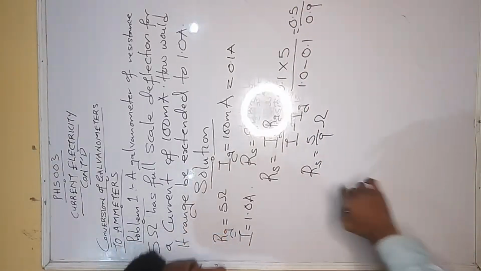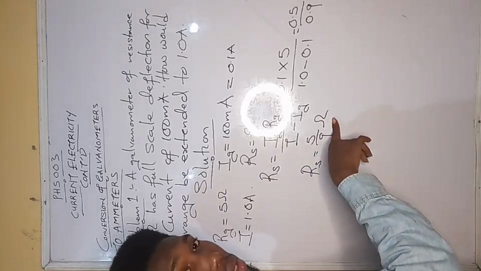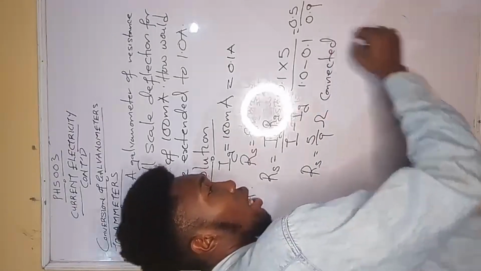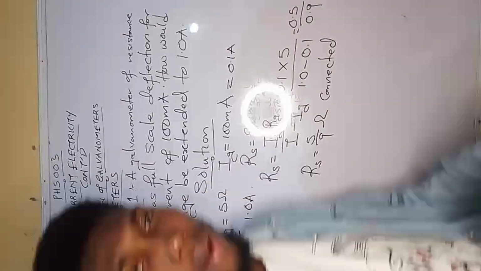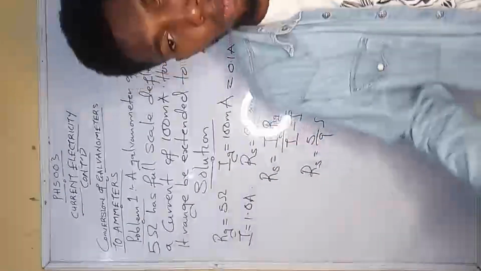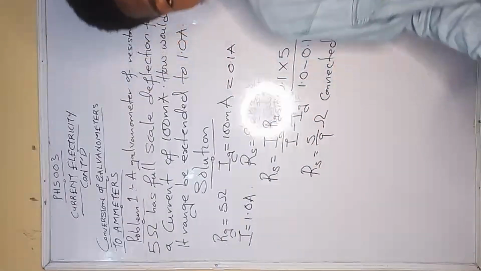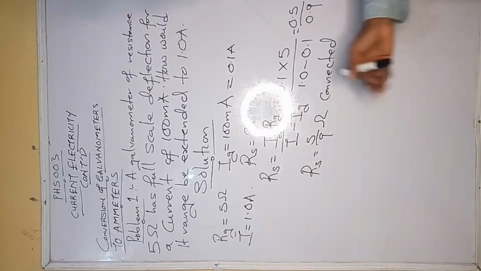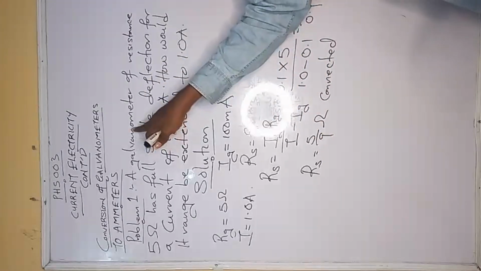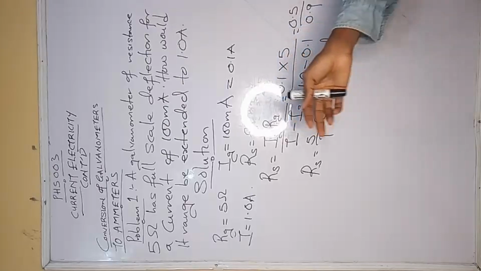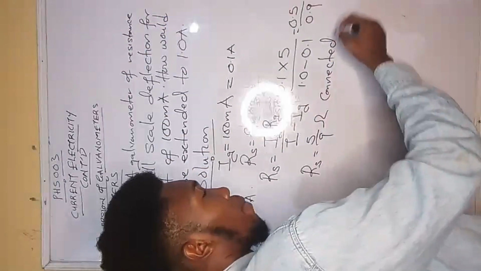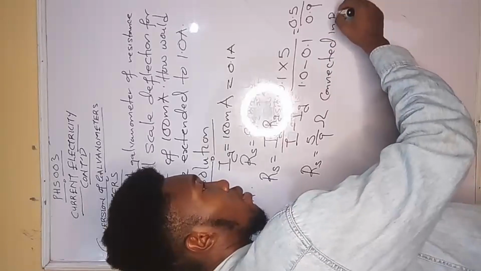So your answer will be 5 over 9 ohms connected how? Please tell me how we're going to connect it. Are we going to connect it in series or in parallel? Of course, it's going to be in parallel, because we are dealing with shunts. The question is emphasizing galvanometer and ammeter. Good, Subami is very correct. So it is connected in parallel.